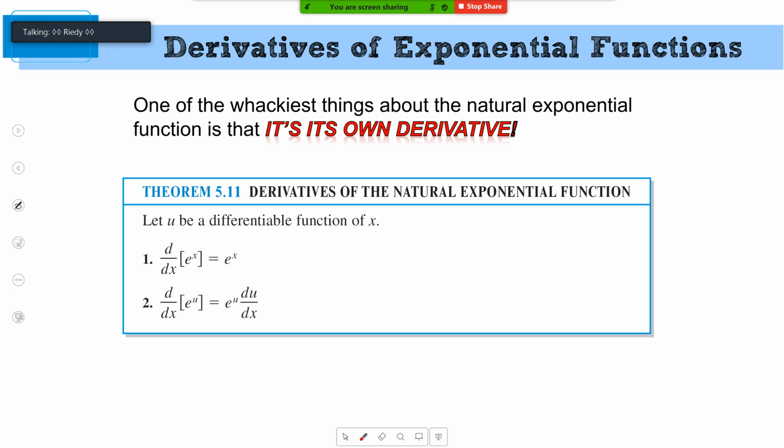Don't overcomplicate this. The derivative of e to the u is itself times the chain. Shall we look at an example?